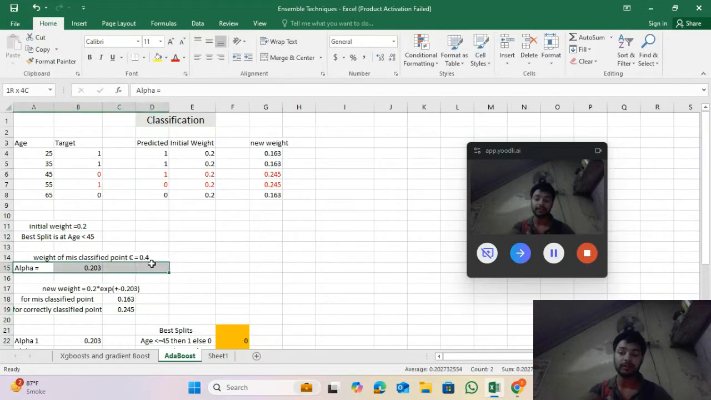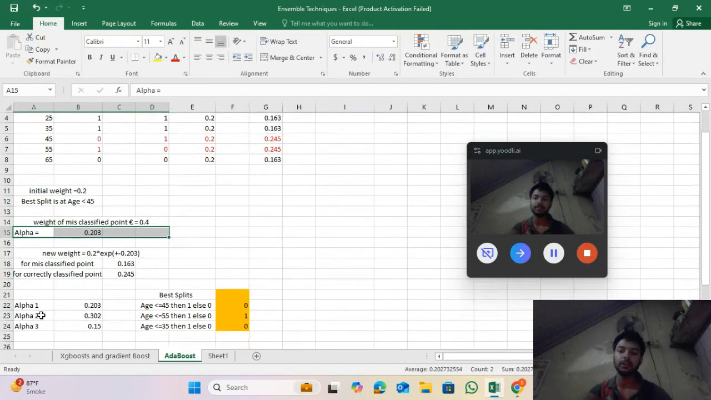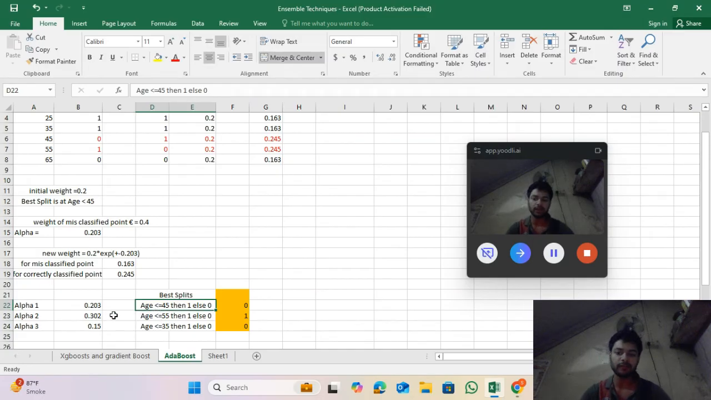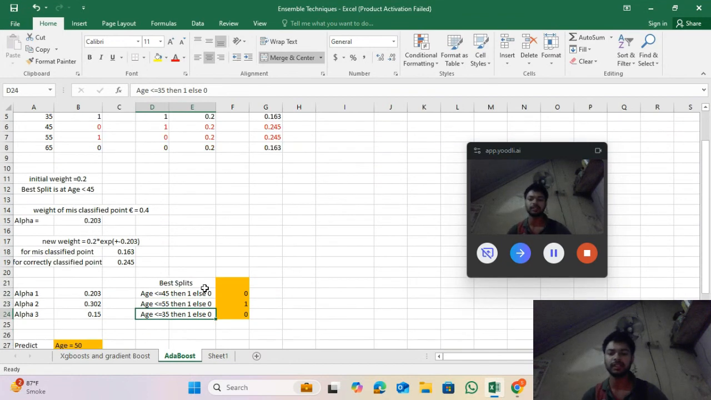Since you have calculated alpha 1, similarly you will calculate alpha 2 and alpha 3 based on how many trees you build. So I have 3 alphas, and the best split I got for alpha 1 was less than 45, for alpha 2 was less than or equal to 55, and for alpha 3 less than or equal to 35.